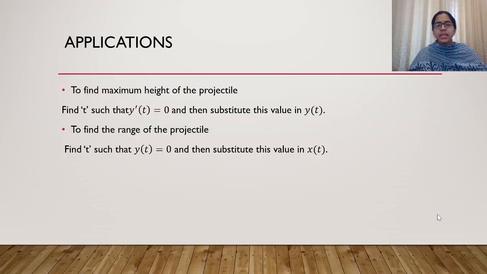So these were the applications of the vector functions, that is to find the maximum height of the projectile and to find the range of the projectile.